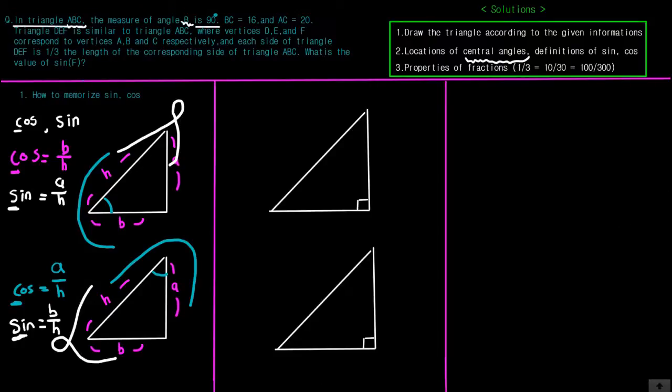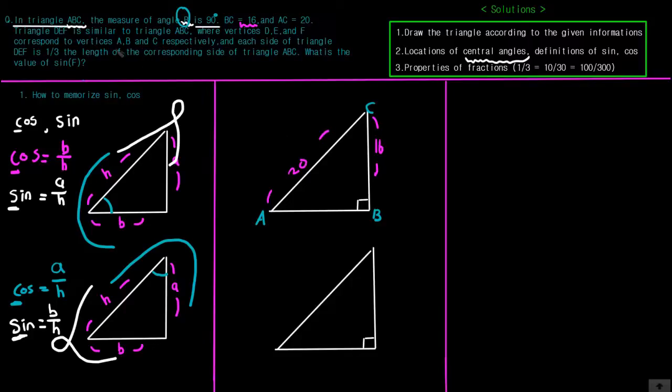So we can think about the whole information that we got. The first piece of information is that there is a triangle ABC, and the measure of angle B is 90 degrees, which means it will be a right triangle. Angle B contains the 90 degrees, so B is in the middle, and the other two are A and C. I will just choose this angle A and this angle C. The information we got is that BC is 16, and AC is 20.